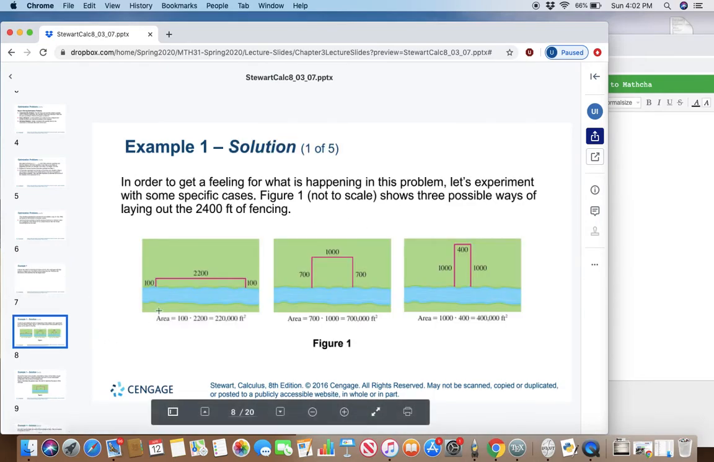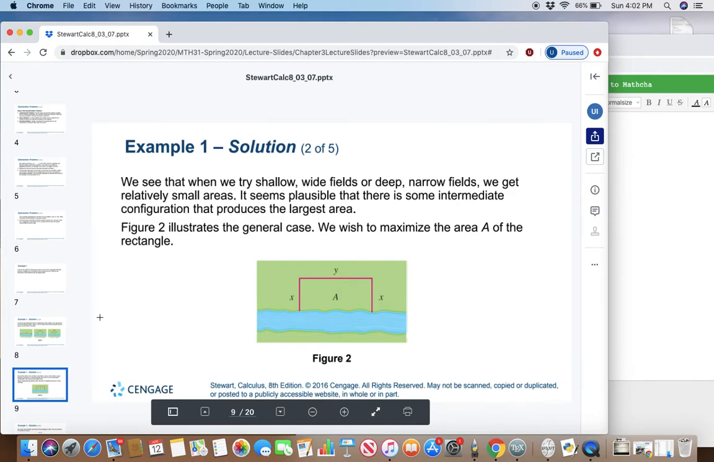So here are three pictures. So there's your river, and you have used your 2,400 feet of fence material. 100 here, 100 here, 2,200 here. Now that gives you a certain area. Well, here is another option, 700 on the sides and 1,000. That gives you some other area. 1,000 here, 400 there. That gives you yet another area. So the question is, how do you make sure you get the maximum area given the same 2,400 feet of fencing?